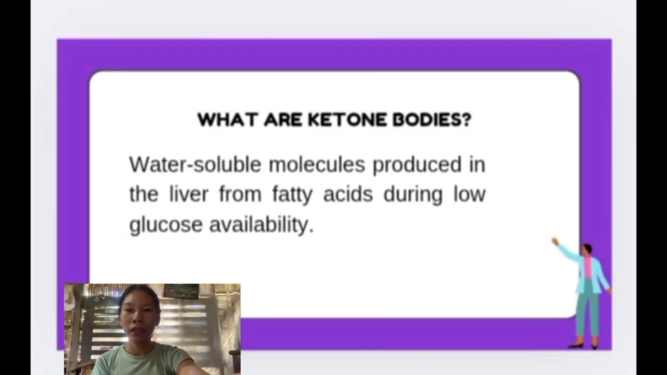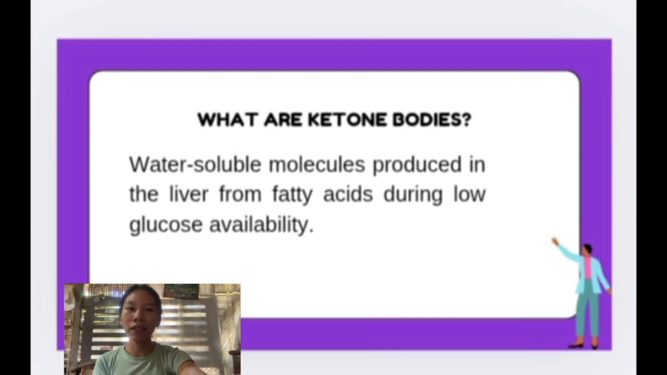So now let's discuss ketone body metabolism. What are ketone bodies? They are water-soluble molecules produced in the liver from fatty acids during low glucose availability. There are three types of ketone bodies: acetoacetate, beta-hydroxybutyrate, and acetone.